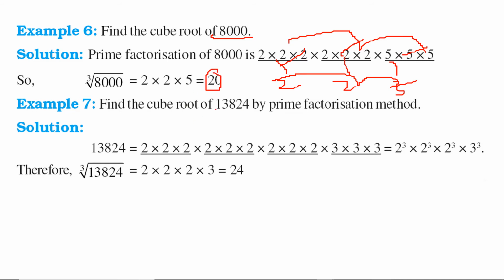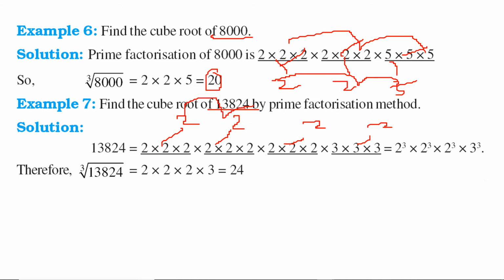Similarly, for the cube root of 13824, you find the factors. These are the factors. You take 2 from here, 2 from here, 2 from here, 2 from here. Means from the triplet you take one number, but it has to be a triplet. If any number is not forming a triplet, you cannot find the cube root through prime factorization.